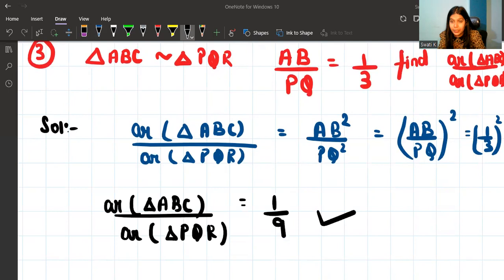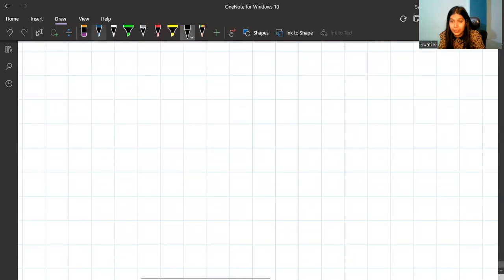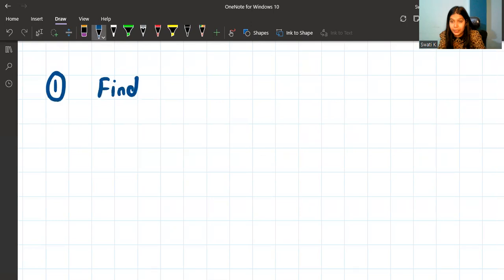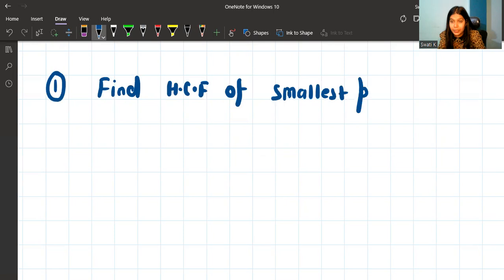Okay, next question is, we have to find the HCF of the smallest prime number and the smallest composite number. So let me just write down first. We have to find the HCF of the smallest prime number and smallest composite number. I'm writing the word smallest only once.